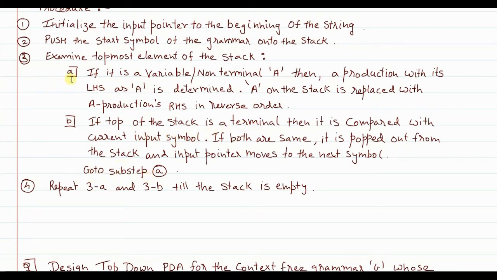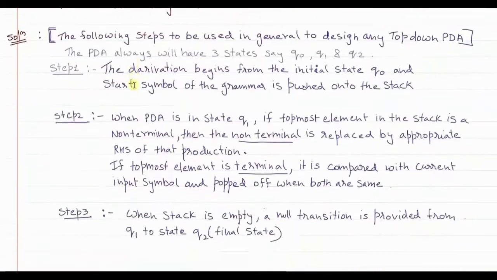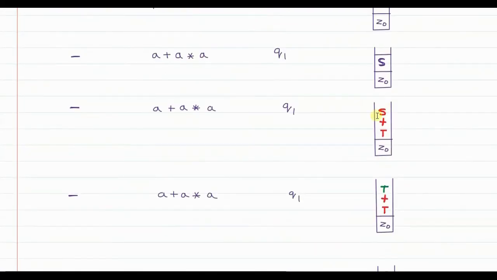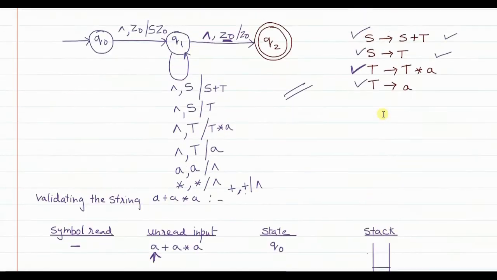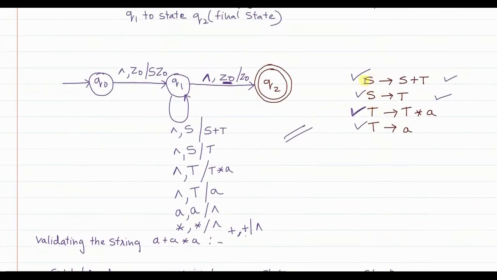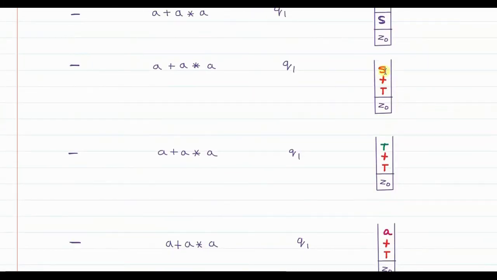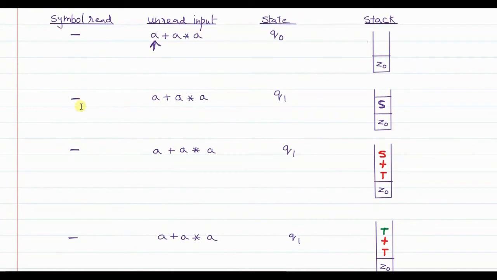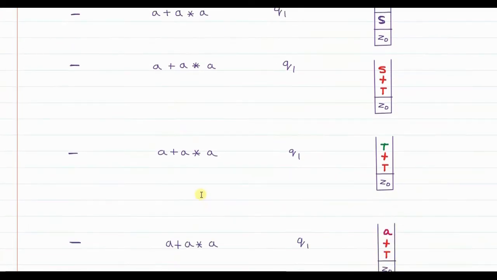We have come here. Now again the topmost element of the stack happens to be a non-terminal. So I will now replace the S. Earlier I replaced S with S plus T. Now I will replace S with T. So this S I have replaced with T. Correct? So far not a single symbol is read. The unread input is the whole original string. You read the input only when the topmost element of the stack happens to be a terminal. Till then you are not going to read the input string. This will go on processing.